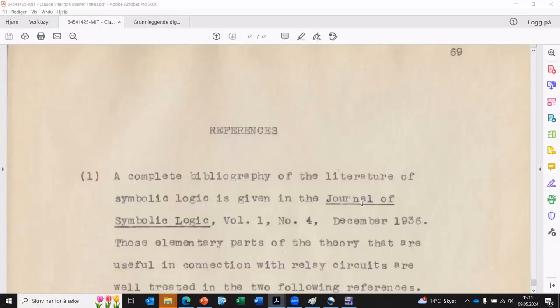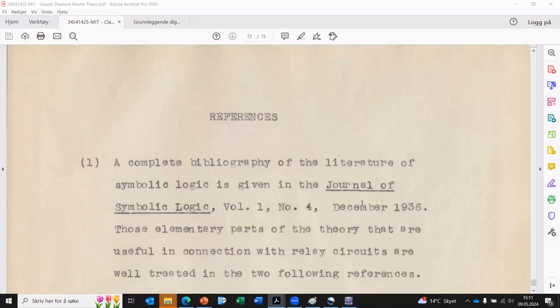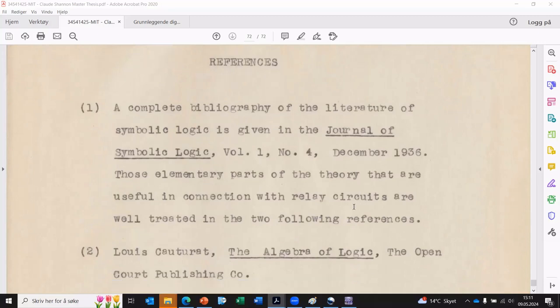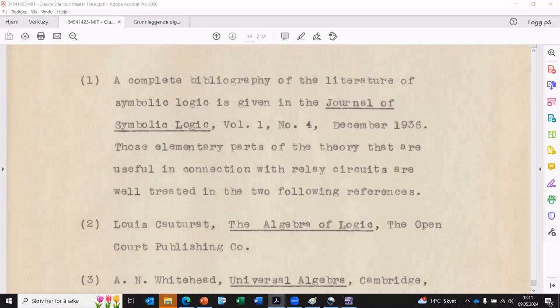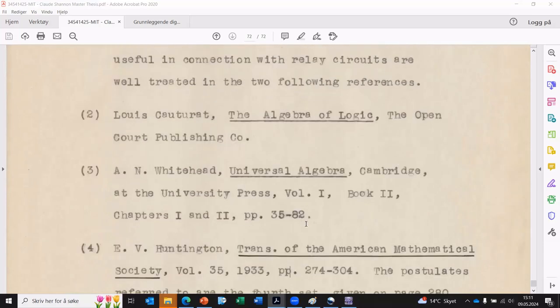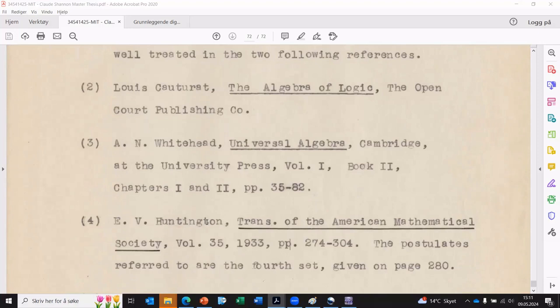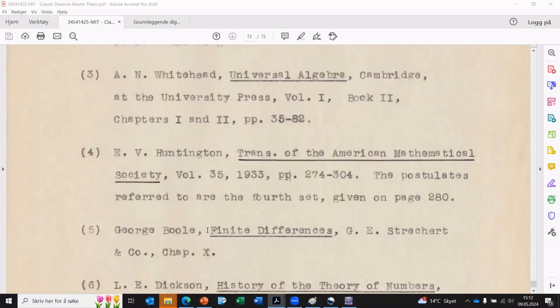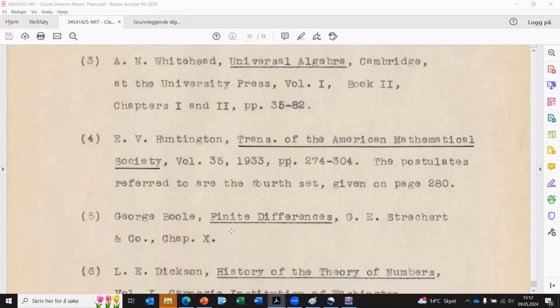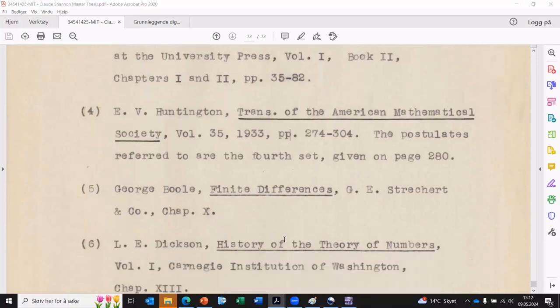It has been a great journey to read Claude Shannon's master thesis. He has taught us how to add binary numbers, and he has also taught us Boolean algebra. Here are some of his references. The Journal of Symbolic Logic he has been reading. He has also read The Algebra of Logic, Universal Algebra. He has read Mr. Huntington. He has also read George Boole's Finite Differences, and also the history of the theory of numbers.